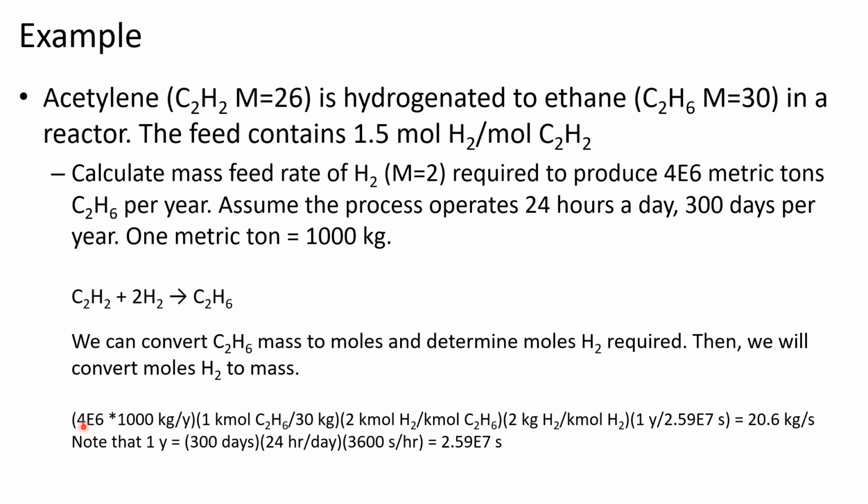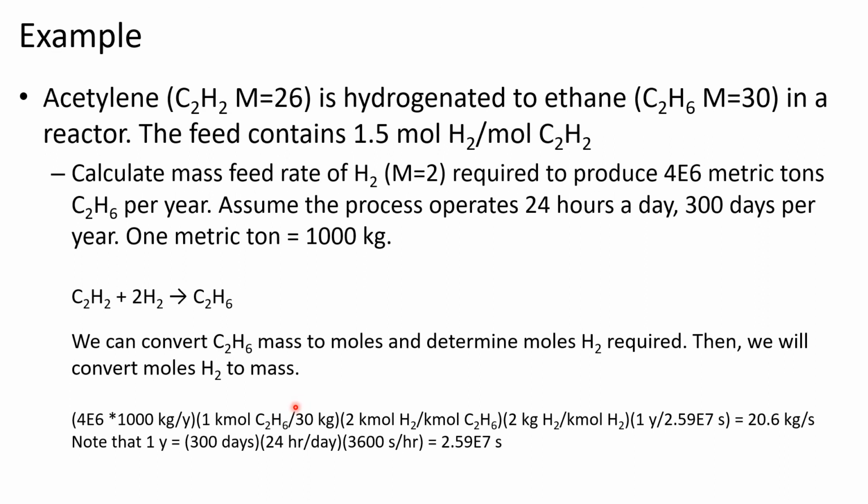We're told that there's 4.0 times 10 to the 6th metric tons of ethane per year that are fed. If I multiply this by 1,000, that will give us the number of kilograms per year. We know from the molecular weight of ethane that 1 kmol of ethane is equivalent to 30 kilograms. This product gives us the number of moles of ethane that are flowing out of this process.